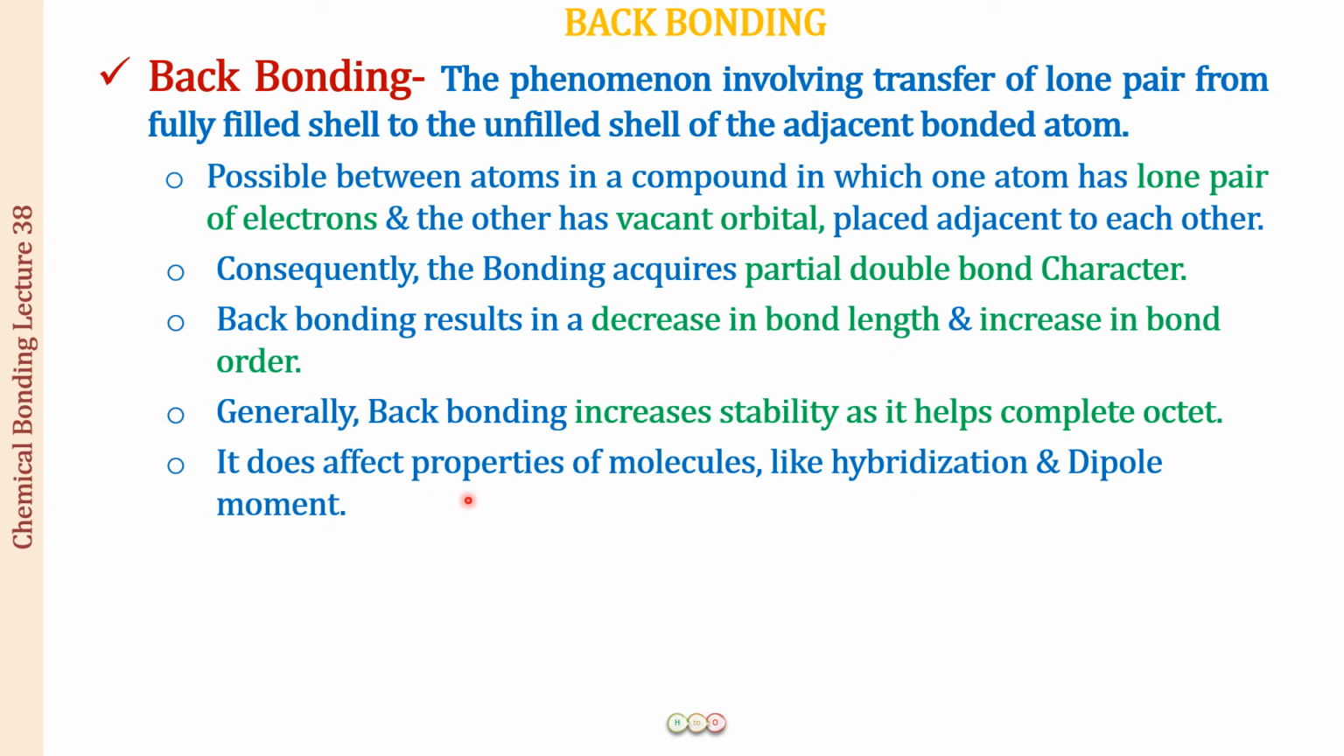It also is going to affect other properties of the molecules like hybridization and dipole moment. So we will be learning in detail about these when we see further examples as well. And this can also be visualized as a type of resonance. So you saw the resonance hybrid from the various resonating structures. So this can also be seen as a type of resonance.